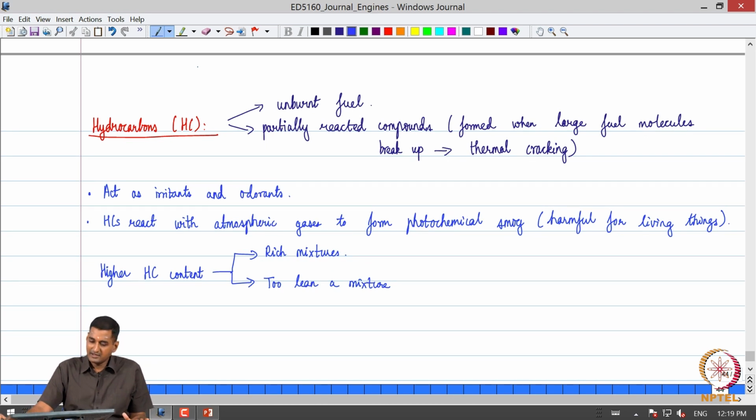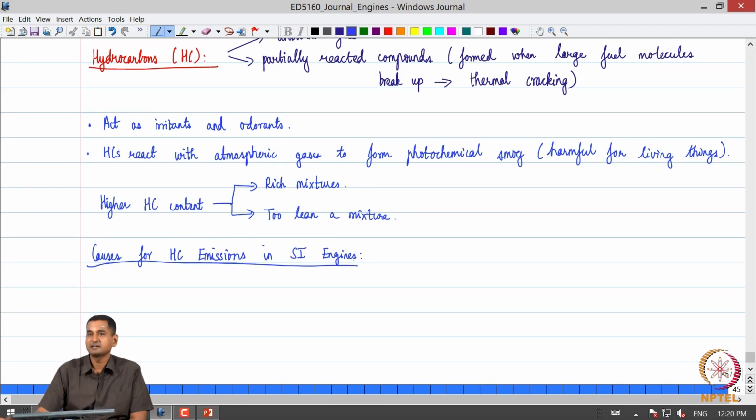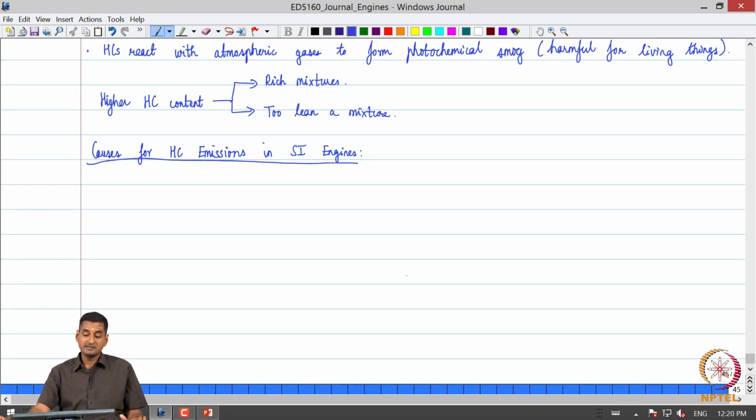Okay. So that's a reason for increasing hydrocarbon content when we go to very lean mixtures. Neither is advisable, too rich or too lean, from a hydrocarbon emission perspective. Now let us look at causes for HC emission. Let me quickly run through them. In SI engines, you will see that even in CI engines, many of these causes are going to come in, but first let us look at what happens in spark ignition engines and what factors result in significant hydrocarbon emissions.